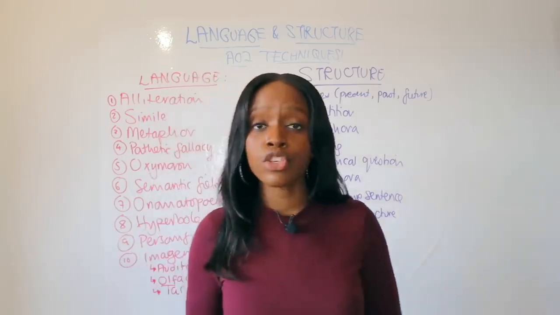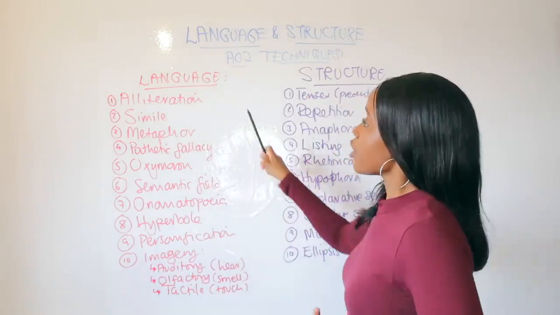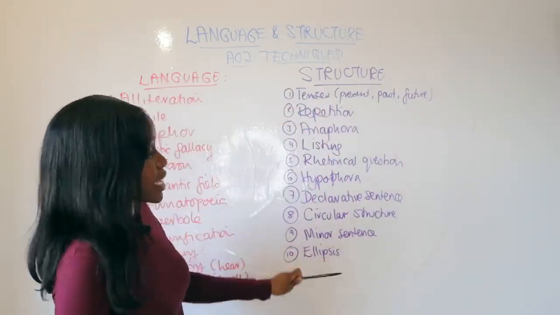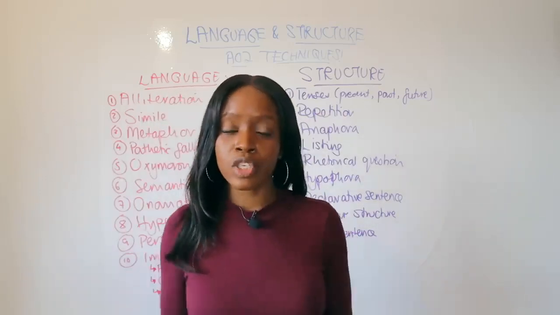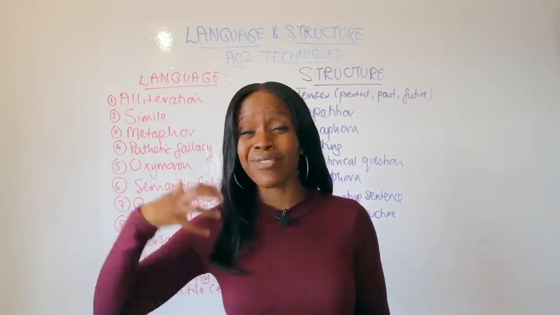So guys, when it comes to AO2, and especially using subject terminology, being able to identify the use of language techniques by an author in any text, as well as the use of structural techniques, memorize these 10 language and structure techniques, and you will be absolutely fine for any text, be it for language or literature.